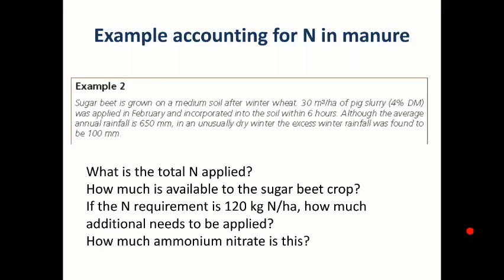And here's another example accounting for N in manure. This is from RB209. Your sugar beet is grown on a medium soil after winter wheat, with 30 cubic meters per hectare of pig slurry applied in February, incorporated into the soil within 6 hours. And they even talk about average annual rainfall of 650, and usually a dry winter. Excess winter rainfall was 100 millimeters.